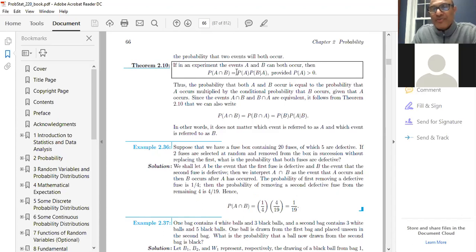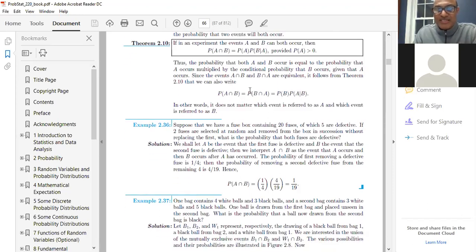Or I always read the other way around. Probability of A intersection B or B intersection A is equal to probability of B given A times probability of A, right? Thus the probability of both events A and B occur is equal to the probability that A occurs multiplied by the conditional probability that B occurs given that A occurs. And A intersection B, B intersection A both are equal. So it follows from that theorem that you can write always in this form. Always A intersection B is equal to B intersection A equal to probability of B times probability of A given B.